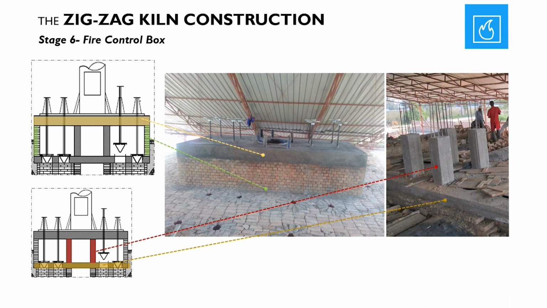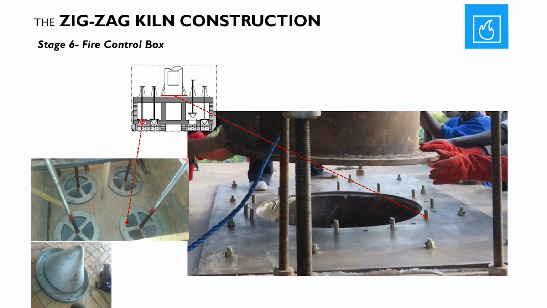Stage 6. Power control box construction. As we are completing the construction of zigzag kiln upper structure, let's have a look at kiln draft control chamber construction. This is built in the middle of the kiln, where all the chambers and the chimney are connected. Semi-refractory bricks and the mortar are always used for masonry works, then reinforced concrete for the upper and the lower slab together with inner columns to support the chimney.